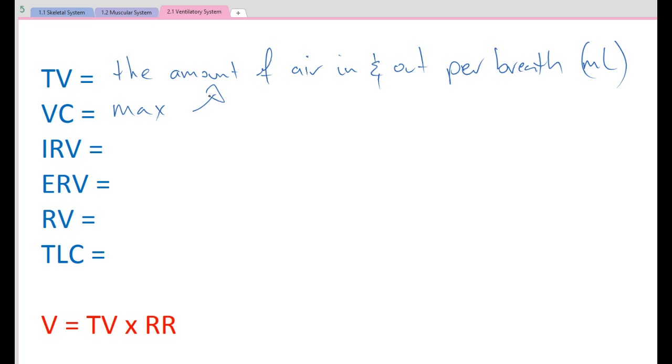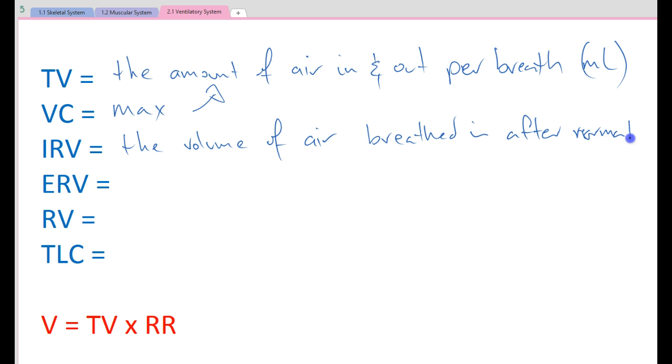Our inspiratory reserve volume is the volume of air that can be breathed in after our normal breath. Expiratory reserve volume is the volume of air breathed out after normal expiration.